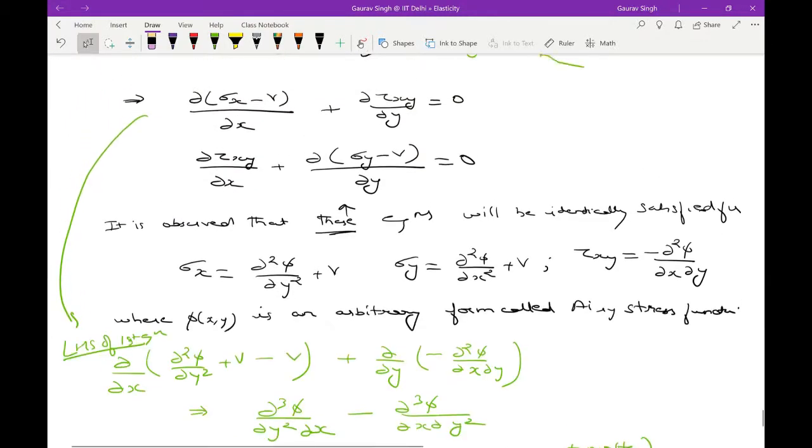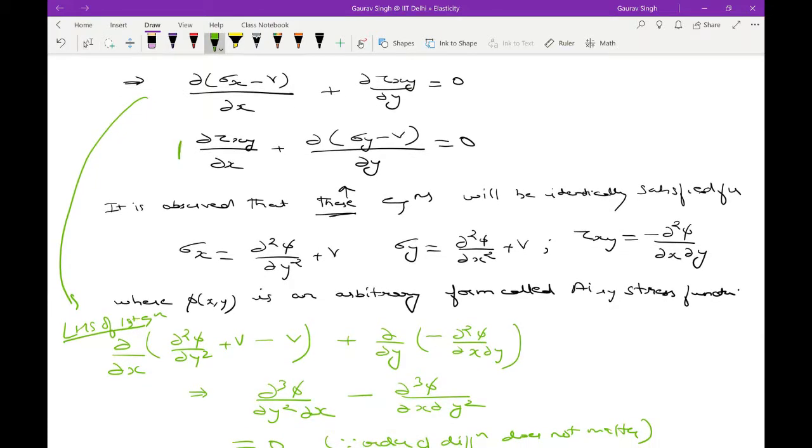You can verify the same for the second equation, meaning this one, and you will get the same. So this is a very powerful idea, that you have now reduced everything to this unknown phi. If you know phi, you know sigma x, sigma y, and tau xy. Once you know this, you can find all the other values as well, like the strains and displacements, using Hooke's law and the strain displacement relation. So the equilibrium equations are satisfied.